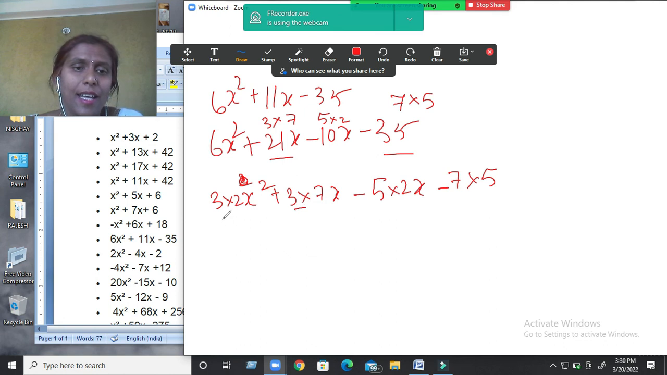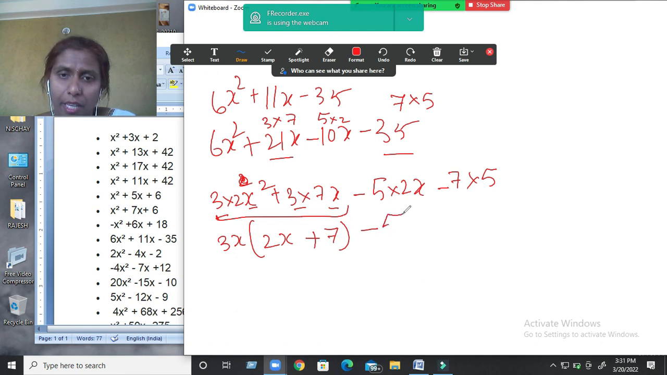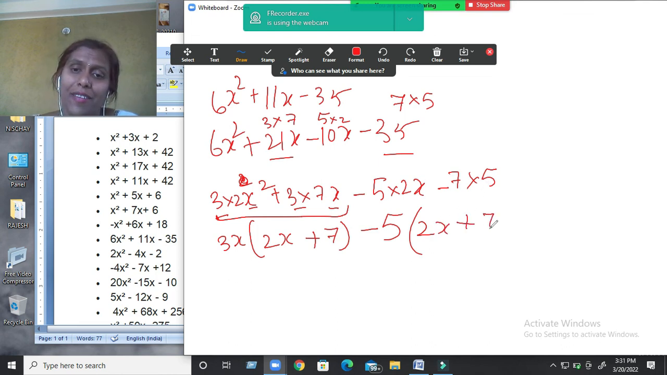All right. 3 and 3 are out. x and x are out because they appear in both these terms. So when 3x is out, 2x plus 7 goes in. Next, minus is common, so take minus out. Out of 5 into 2x and 7 into 5, 5 is common, so take 5 out. When minus 5 is out, 2x goes in, and from the other term only plus 7 remains.